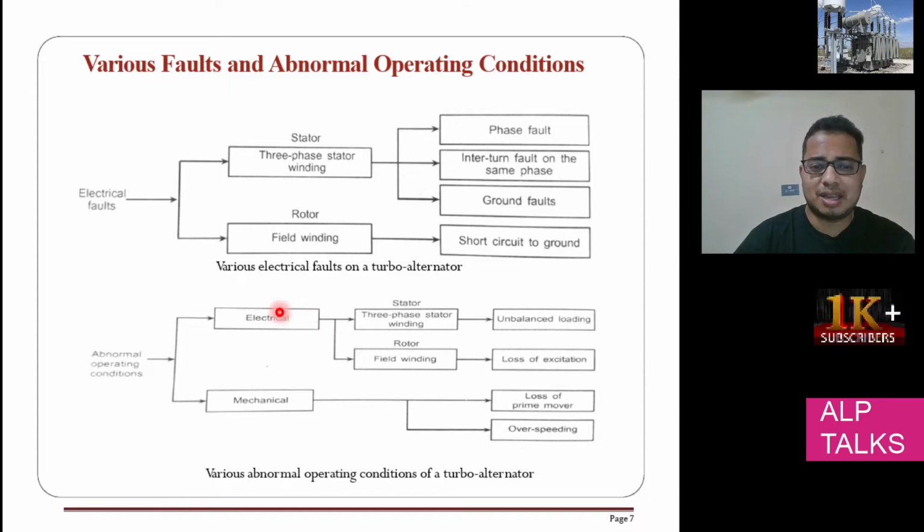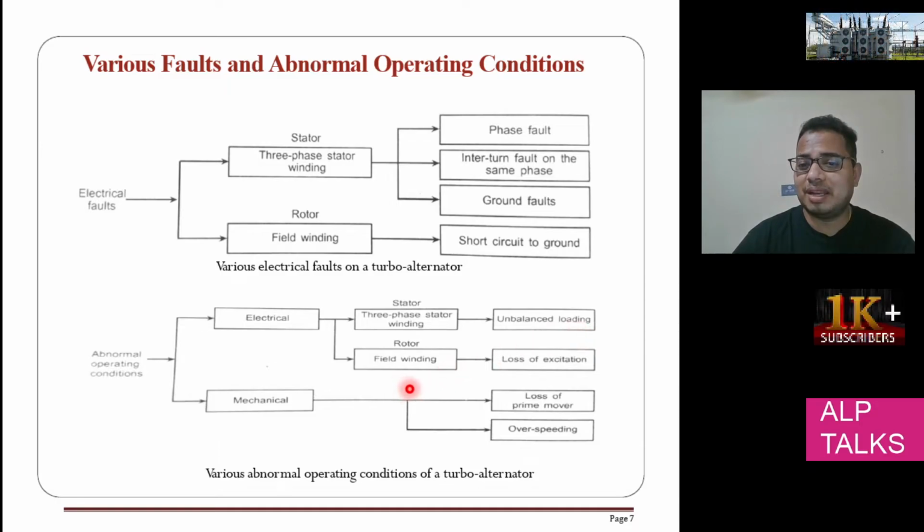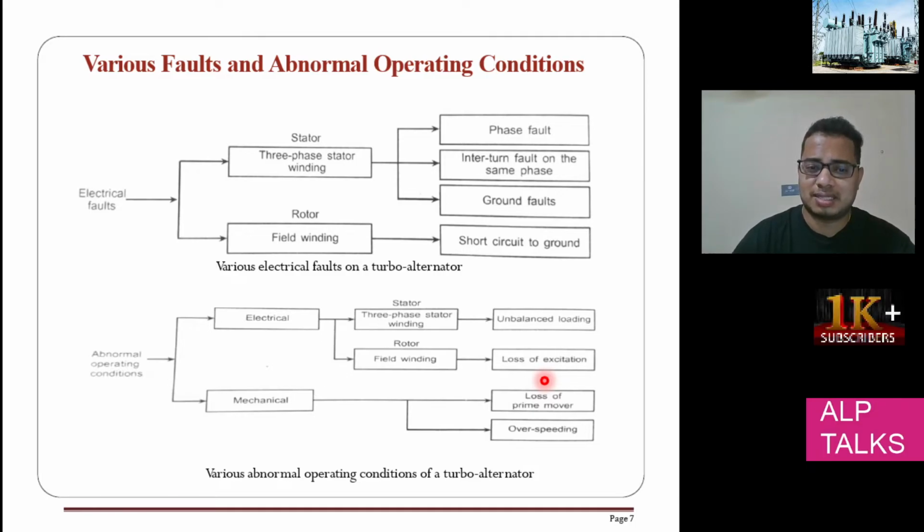It can be electrical or it can be mechanical. So what are the abnormal conditions from the electrical point of view? For example, on the 3-phase stator winding, there can be unbalanced loading from the load. Unbalanced loading can also cause abnormal operating conditions. And in the field winding, there can be loss of excitation. The excitation we are giving to the alternator can be lost due to some reason, some failure in the auxiliary or any equipment, and then there can be loss of excitation. So these are the problems with respect to the electrical side.